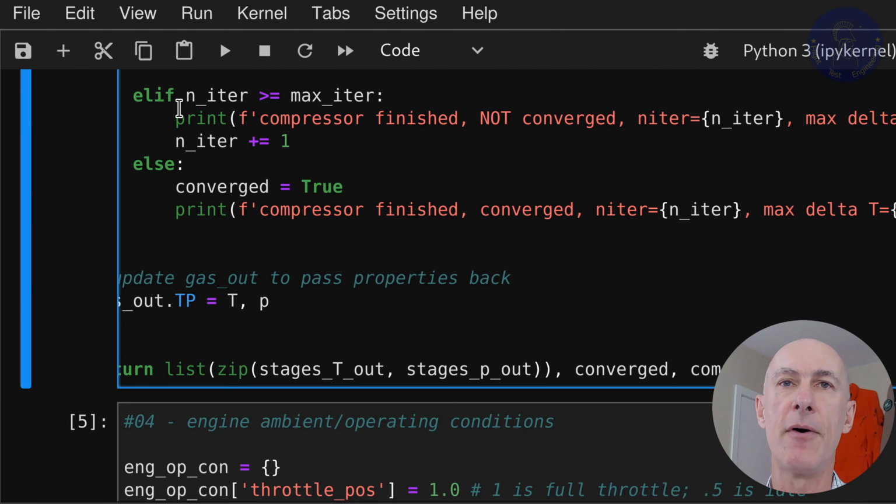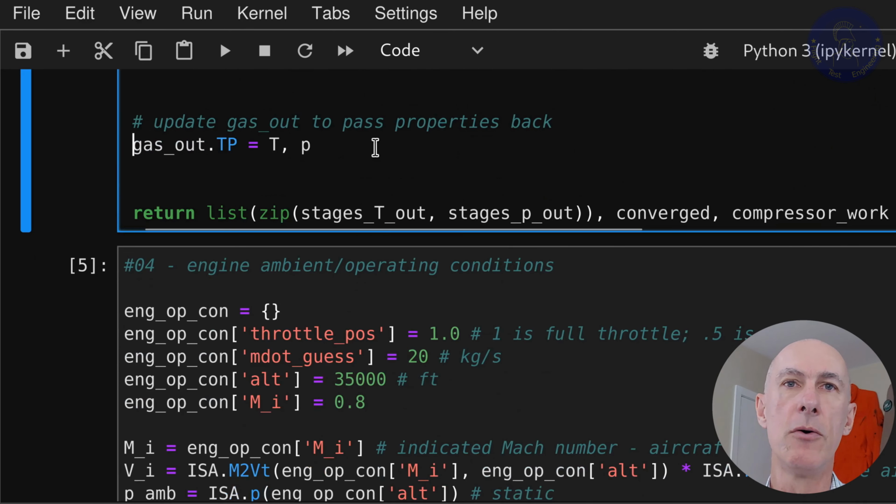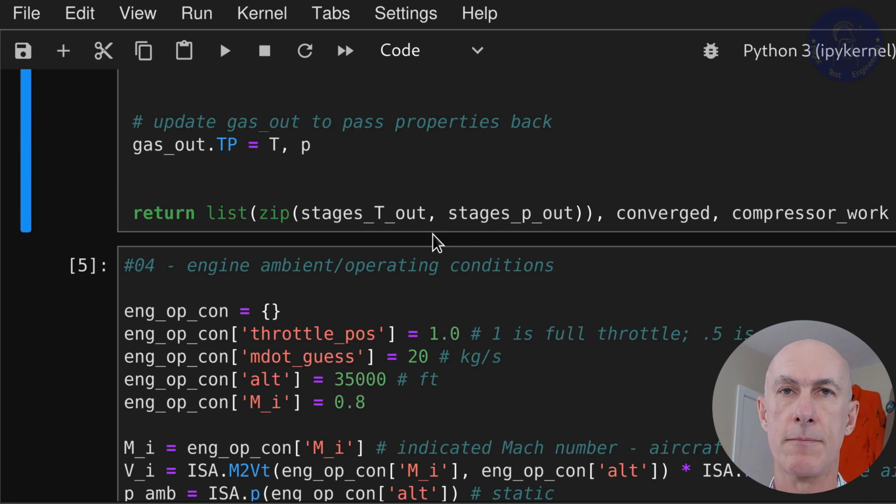And if we have reached the maximum number of iterations, we throw out a flag saying that we did not converge. And if we did converge at the end, we set the flag to true, and we print out a message stating how many iterations were necessary and the maximum delta t. And at the end, what we do is we update the gas going out with the pressure and temperature that we just calculated, and that is passed back to the calling function.